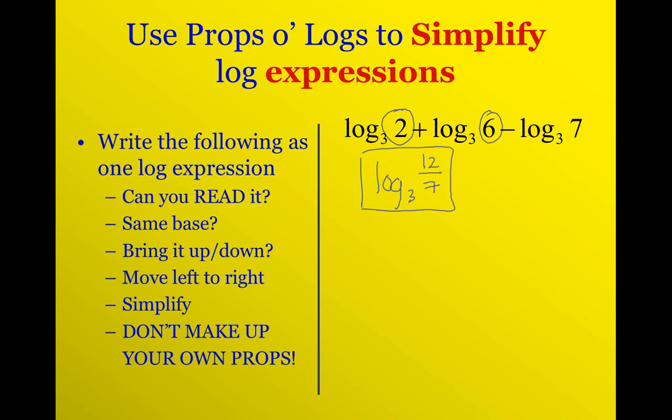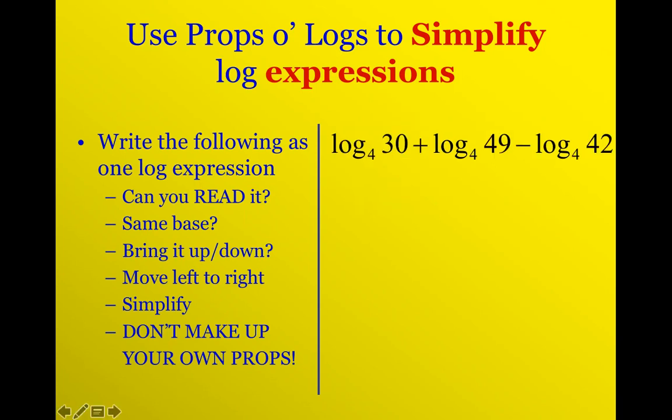Fantastic. What about here? Log base 4 of 30 plus log base 4 of 49 minus log base 4 of 42. Log base 4 of 30 times 49 divided by 42. I think that's 35. So what I did was 30 times 49, multiplied those two, divided by 42. I'm going left to right.